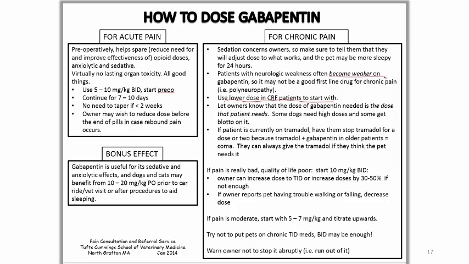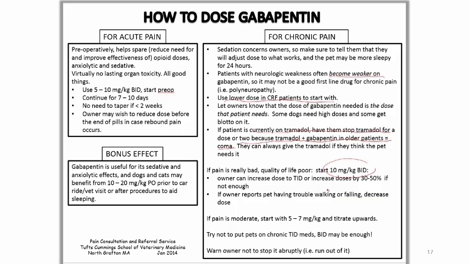If the dog is currently on tramadol, have them stop the tramadol for a dose or two, because tramadol and gabapentin in older patients could equal a coma. Never seen that, but I have always stopped the tramadol for a couple of doses before I add gabapentin. And then if they still think that they need the tramadol, then you can put it back on there. So here's where you're going to start here and work up. But you can read the rest of this.